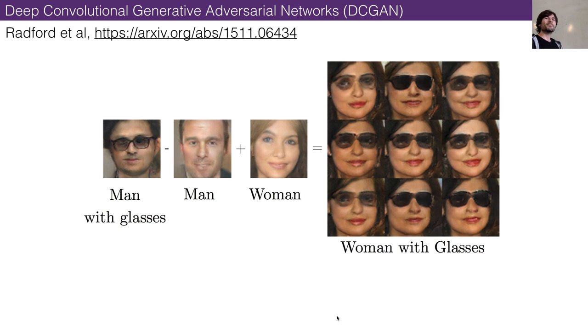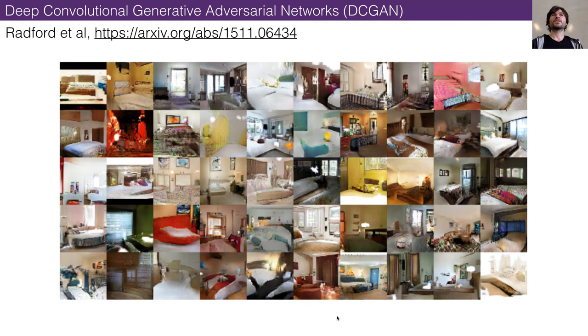Here's another one: man with glasses minus man plus woman equals woman with glasses, right? So this kind of stuff really tickled everybody when we first saw it in 2015. These were still just 32 samples, but you can see that these were huge, huge improvements on the state of the art from autoencoders, really making semi-realistic looking faces that are crisp and sharp and everything.